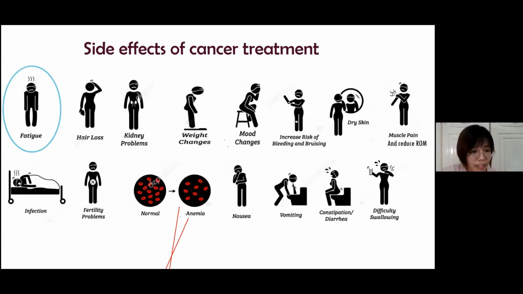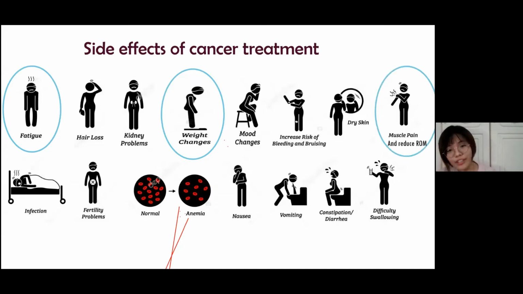A lot of the common ones will be fatigue, and some common ones are vomiting, diarrhea, hair loss. But for hair loss, we physios can't do a lot for them. We just need to advise or educate them on hygiene. And kidney problems, and especially we need to target fatigue, weight loss, weight change or weight increase, muscle pain, reduced range of motion, and so on. The others are infections, fertility problems, anemia, where we need to take extra precaution. Later I will explain how to take extra precaution.